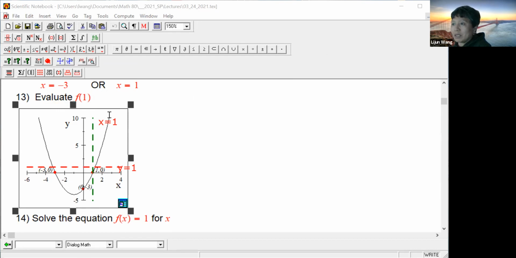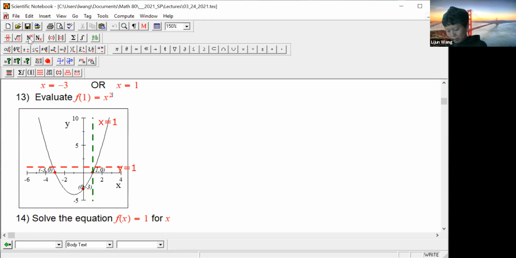So let's see, how do we find f of 1 when input is given? We have the function, x squared plus 2x minus 3. We just have to replace x by 1, plug in, and we get 0. We get the point, and the point is (1, 0). So when input is 1, the output is 0.